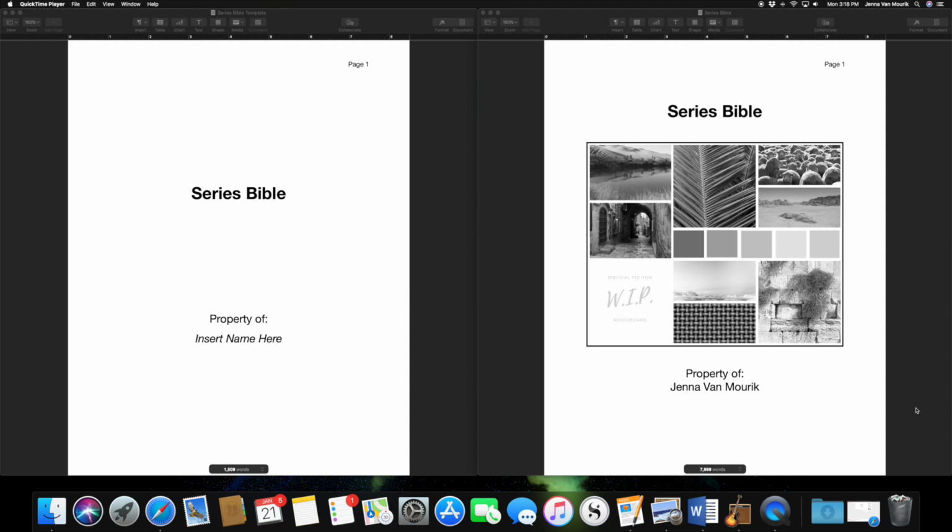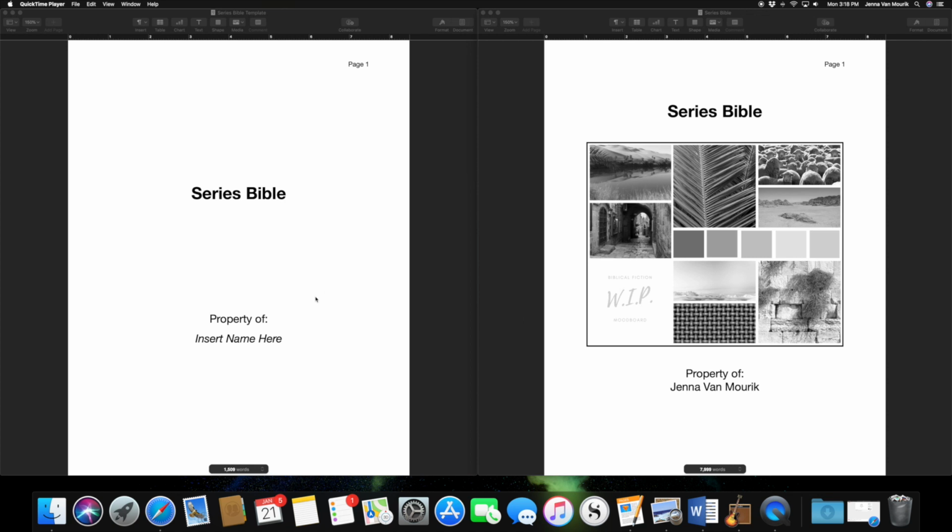So the first thing that you'll notice is in my series Bible, I added in an aesthetic or a mood board for my WIP. And what that is, is just an image or a book cover or something that inspires you. You don't have to do this. I just wanted to kind of make mine pop, to give it a nice little fancy schmancy cover page.